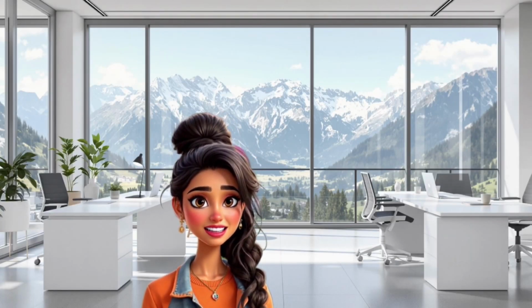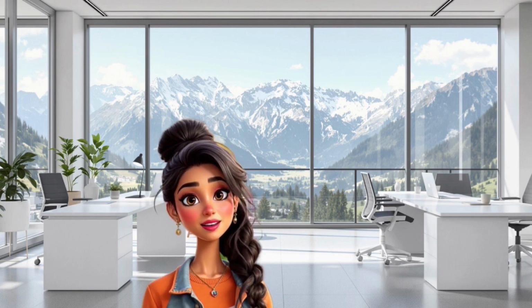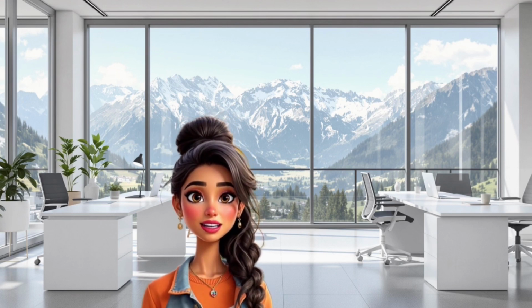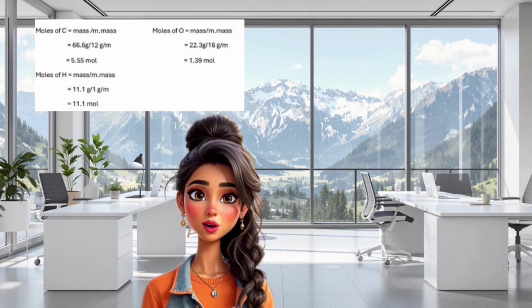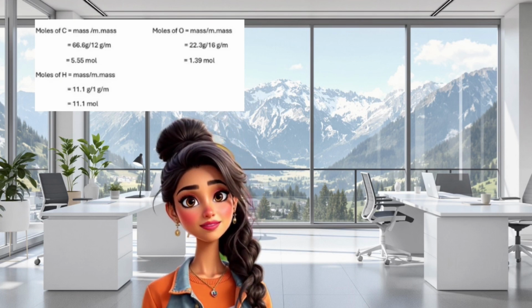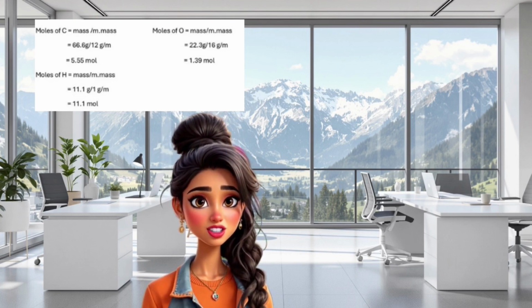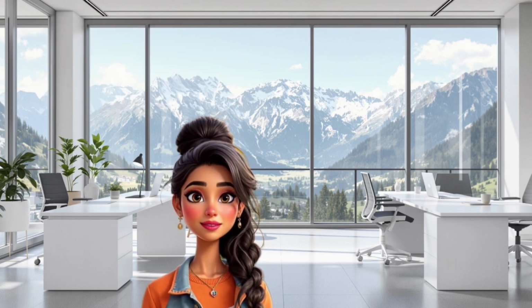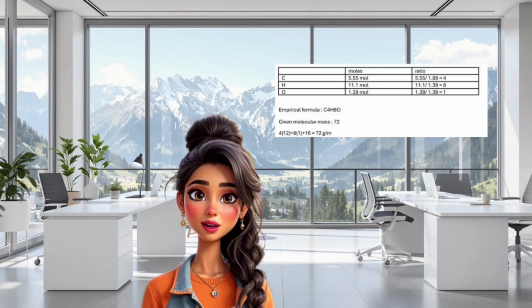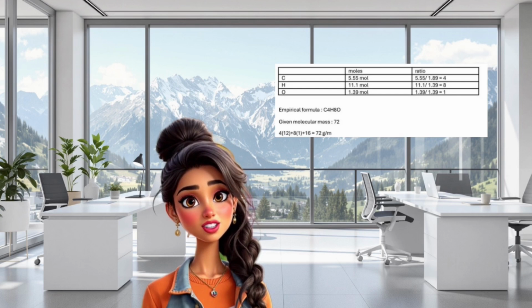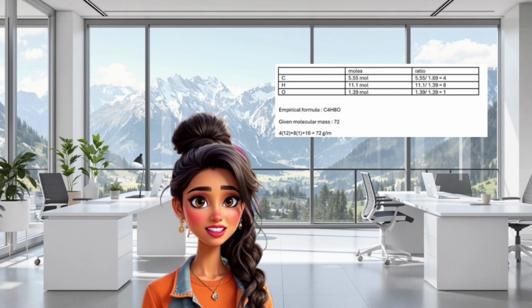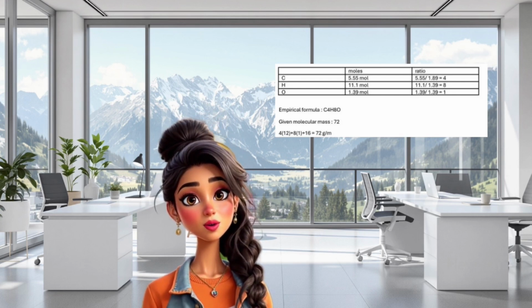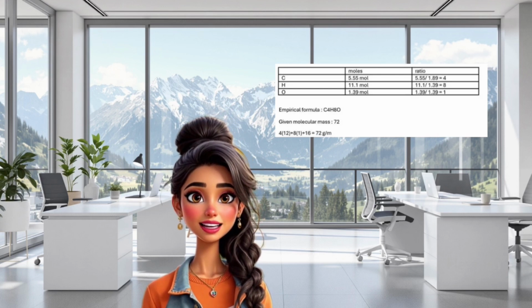Carbon is 66.6%, hydrogen is 11.1%, and oxygen is 22.3%. Assuming a 100-gram sample, carbon will be 5.55 mole, hydrogen 11.1 mole, and oxygen 1.39 mole. Next, we divide each mole value by the smallest. Carbon is 4, hydrogen is 8, and oxygen is 1. So, the empirical formula of the compound is C4H8O.